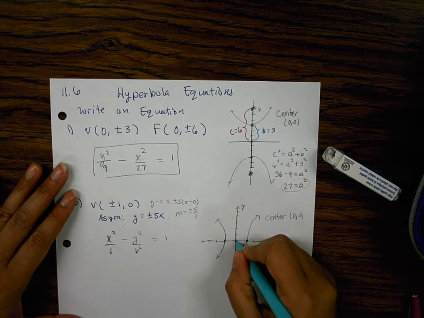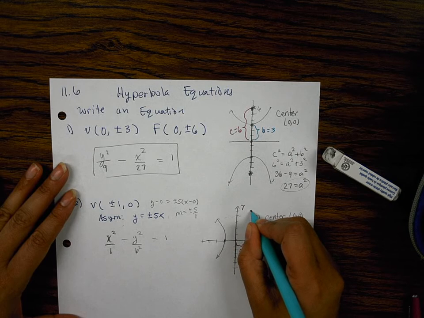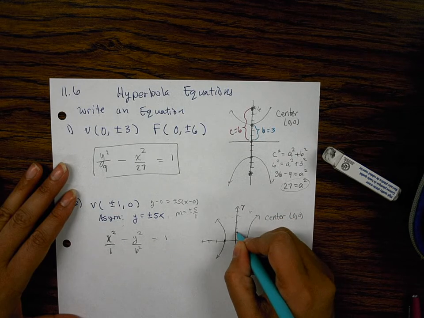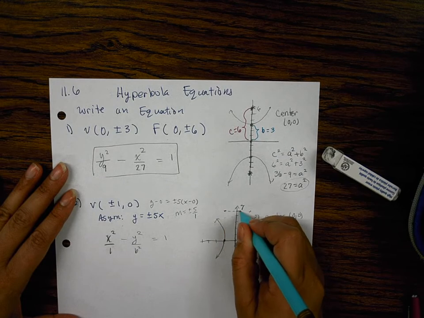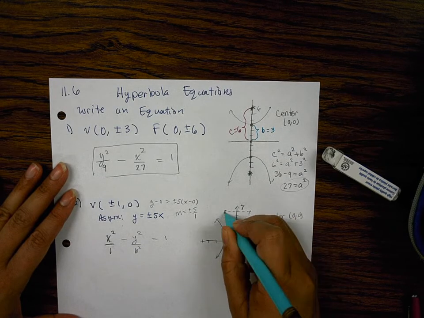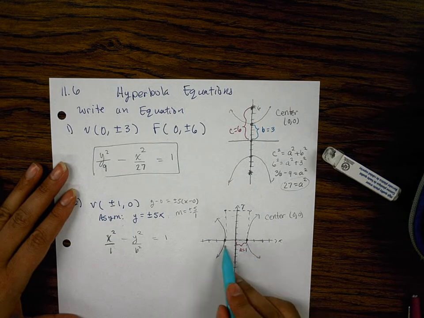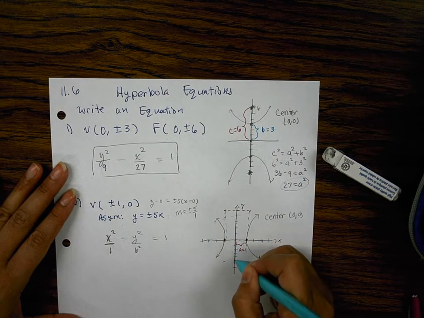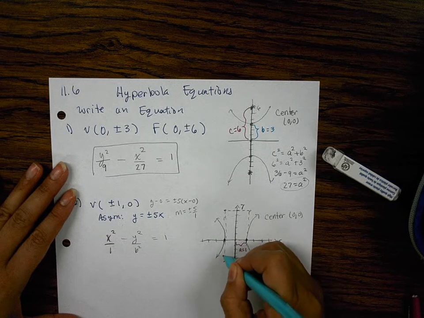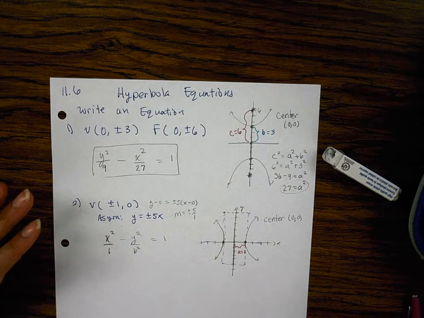Okay, so from the center, 1, 2, 3, 4, 5 over 1. 1, 2, 3, 4, 5 over 1. And that over 1 should make sense because that's how far over I went right here, right 1, left 1. So 1, 2, 3, 4, 5 over 1, over 1. And I'm going right and left because it's plus or minus. Okay, so what does this mean?